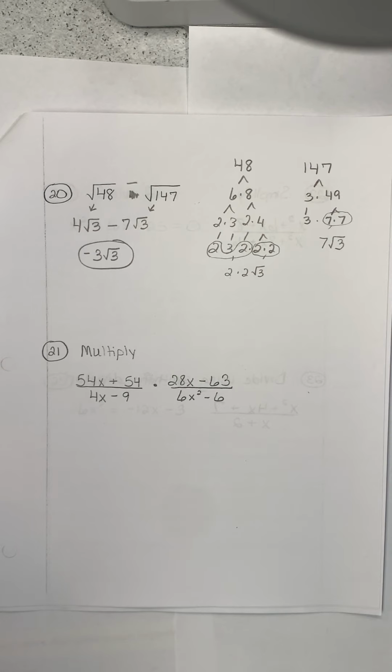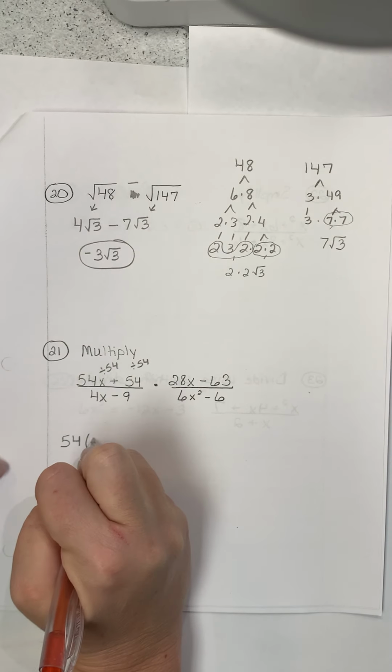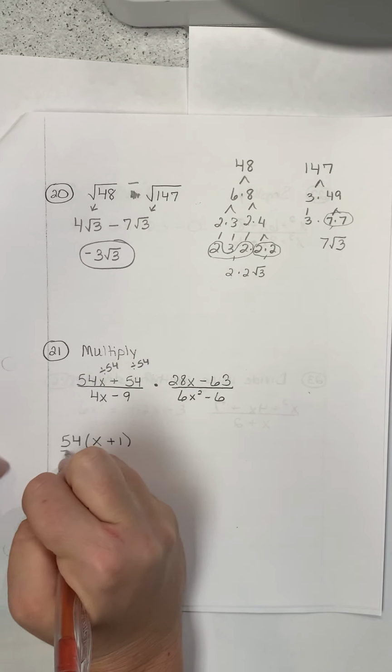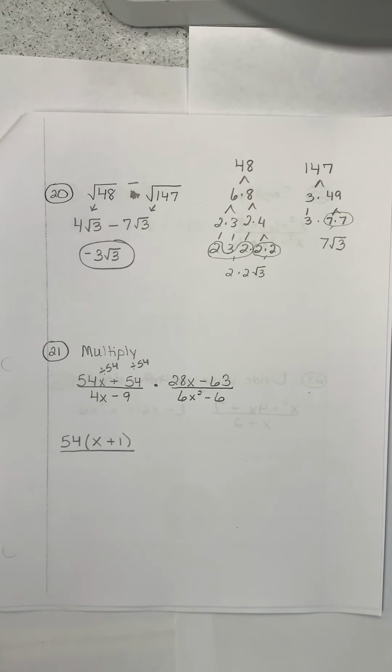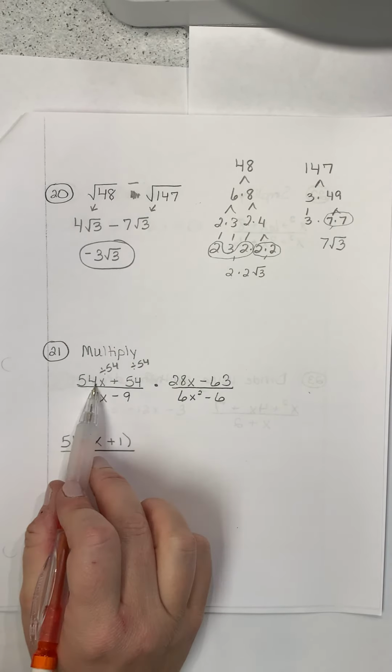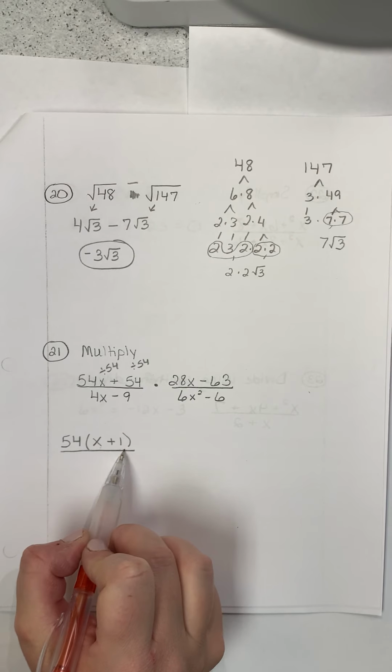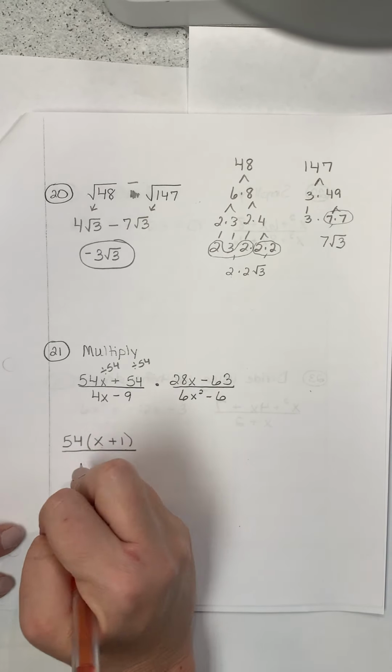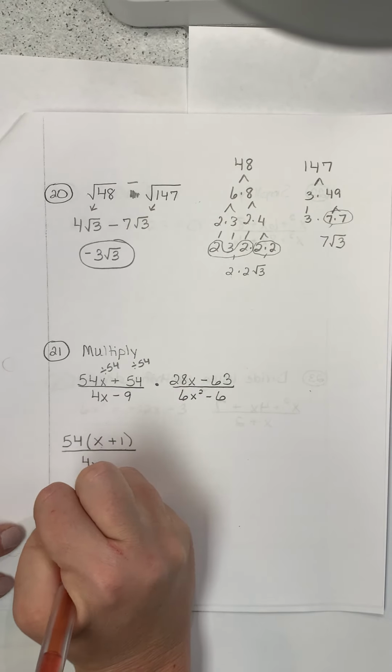All right, number 21, we're going to multiply. So remember, the point of multiplying these is that we're trying to reduce. So let's look at our first numerator, and I see a GCF of 54. Now, if I divide both terms by 54, I'm going to be left with x plus 1. Do not forget that 1. They're trying to catch you and see if you forget that if you start off with 2 terms, you better end with 2 terms, right? Okay, this denominator, I can't do anything with 4x minus 9, so he just gets a parenthesis.